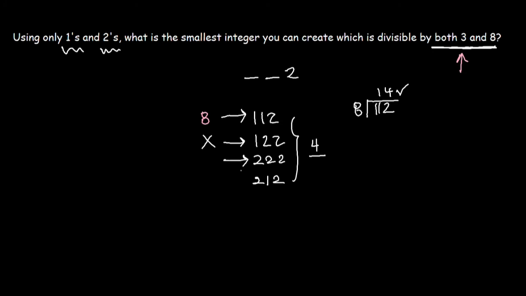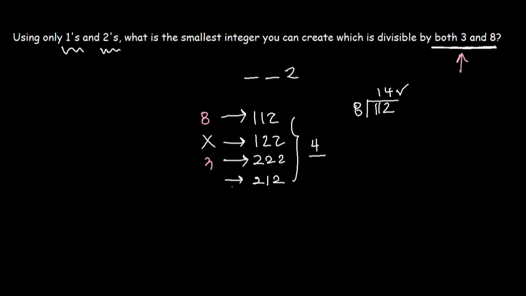222. Well, this number is actually divisible by 3, because 3 divides into 222. The sum of its digits, 2 plus 2 plus 2 equals 6, which is divisible by 3. So this number is divisible by 3. But is this number divisible by 8? No, it isn't. So let's still keep this number.